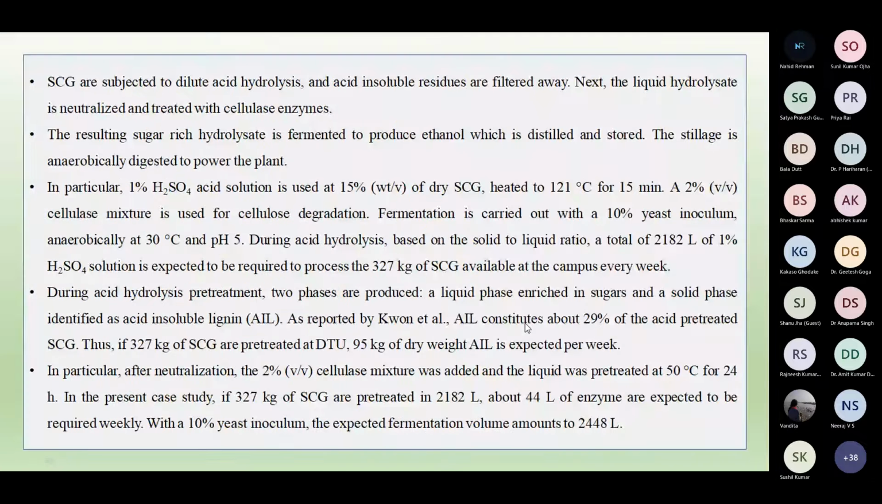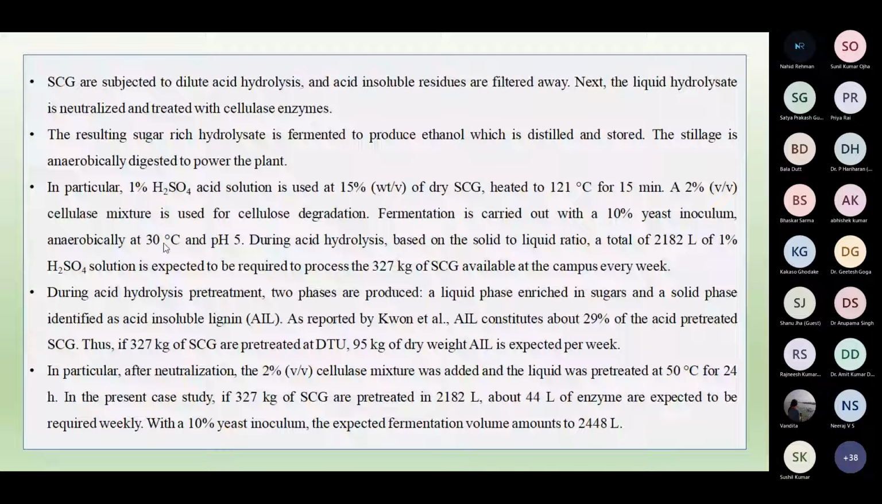So just to explain the process, they used 1% sulfuric acid, and they used 15% weight by volume of the dry spent coffee grounds. Then they heated it at 121 degrees centigrade for 15 minutes. And then in the enzymatic process, they used 2% volume by volume of the cellulase for degrading the cellulose. And then during the fermentation, they use 10% yeast as the seed culture, which is considered as inoculum. And it was anaerobically digested in a fermentation tank at 30 degrees centigrade at pH 5.